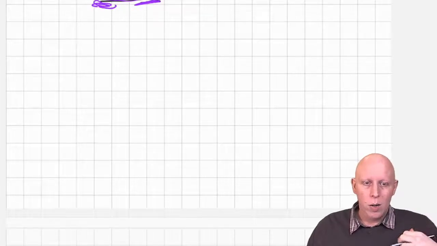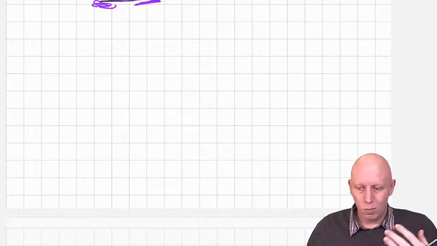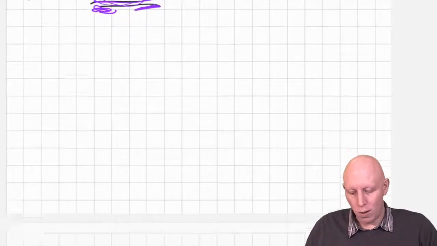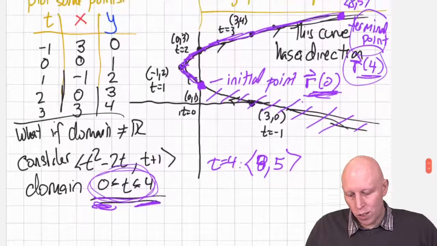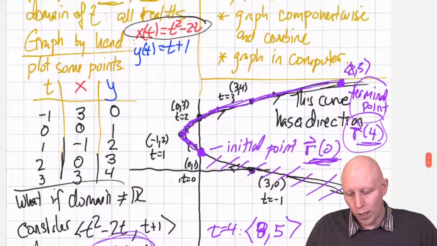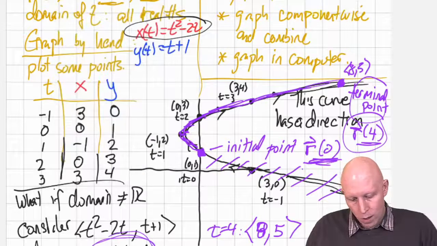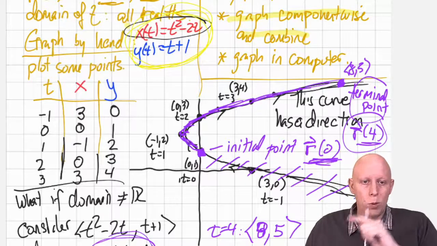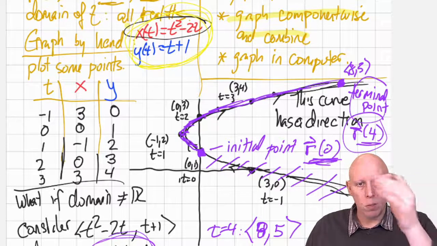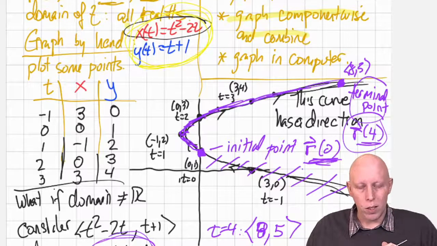Now let's use a little bit more of our personal history, a little bit more of our understanding, and use it to graph this parametric function in a different way. What we're going to do is this version right here, graphing component-wise and combine. So I want to take these two equations, graph both of those, and use those to combine to create the parametric curve.